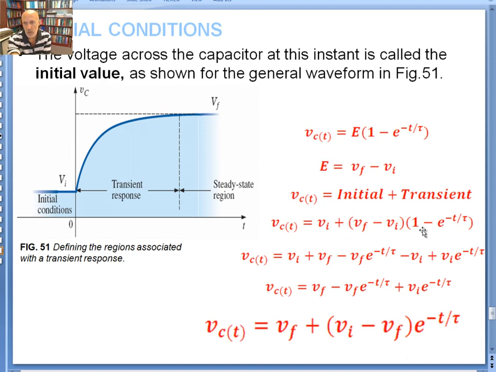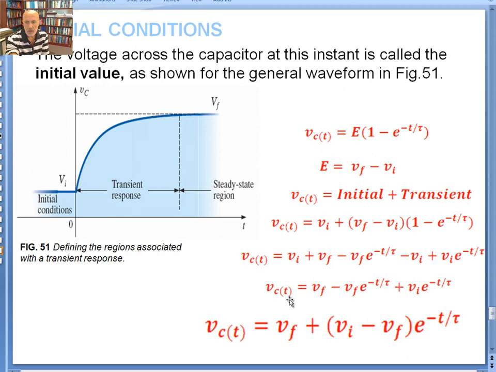Now if I multiply this out, V sub F times 1 is V sub F, minus V sub F e to the minus t over tau, minus V sub I times minus e to the minus t over tau, which gives plus V sub I e to the minus t over tau. If you notice, the V sub I plus and V sub I minus will cancel out. You're left with V sub F minus V sub F e to the minus t over tau, plus V sub I e to the minus t over tau. I'm going to factor out e to the minus t over tau between these two terms, so we'll be left with V sub F plus V sub I minus V sub F times the quantity e to the minus t over tau.